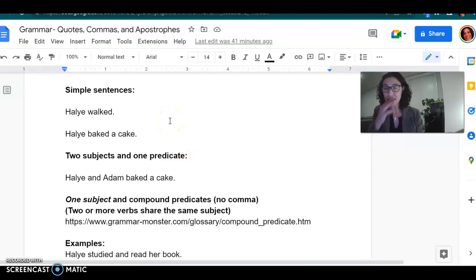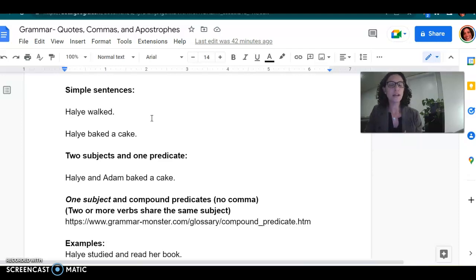Okay, so when we think about our sentences, think about simple sentences. Simple sentences are ones that have a subject and a verb. In the English language, that's all you need to make a sentence, a subject and a verb, like Hallie walked or Hallie baked a cake.